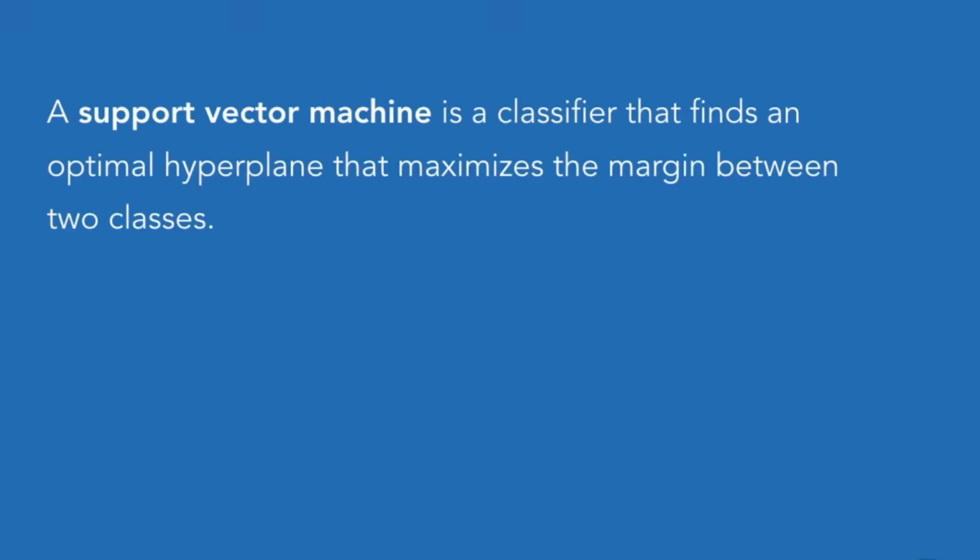Support vector machines is often referred to as SVM for short. Support vector machines is a classifier that finds an optimal hyperplane that maximizes the margin between two classes. Let's start with a very basic example with only two dimensions.